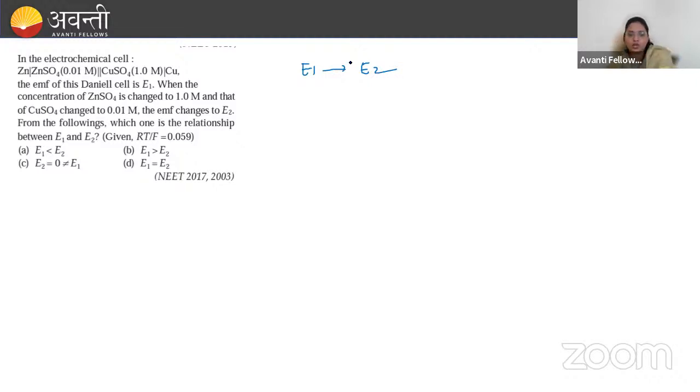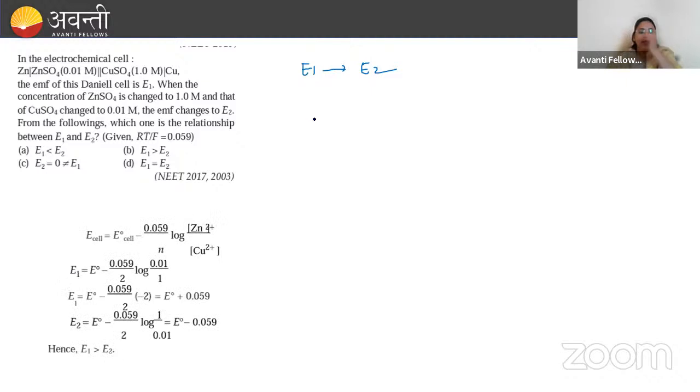So what will be the answer? Let's see the solution of this equation. E cell is equal to what? E naught cell, we need to use the Nernst equation, minus 0.059 divided by n log of Zn2+ divided by Cu2+, because this is our Daniell cell. Product divided by reactant is our reaction quotient. We have given the concentrations of ZnSO4 as well as CuSO4. I have written the 0.01 and 1.